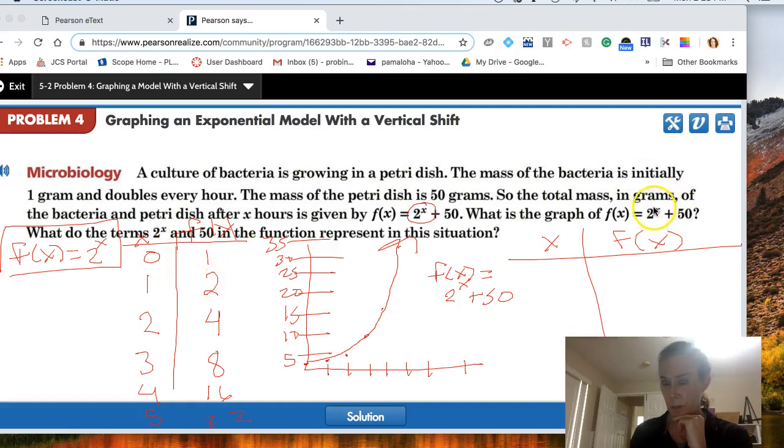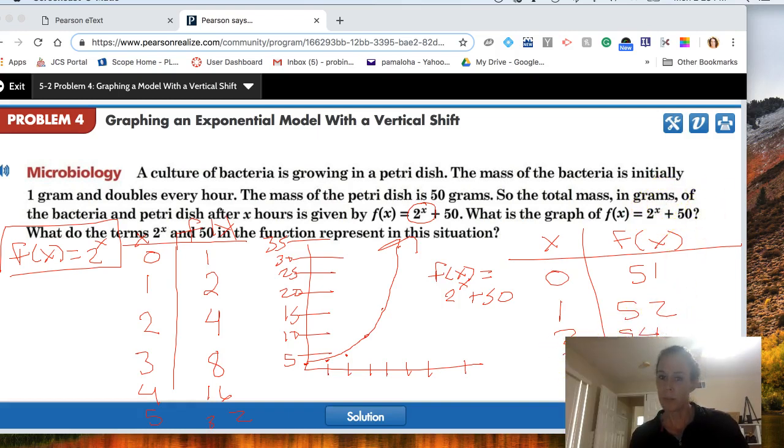So I'm going to get the same output values here, except I'm going to add 50. If I plug in 0 here, I get 1. Anything to the 0 power is 1. 1 plus 50 is 51. So when I plug in 0, I get out 51. When I plug in 1, 2 to the first is 2. 2 plus 50 is 52. If I plug in 2, 2 squared is 4. 4 plus 50 is 54.